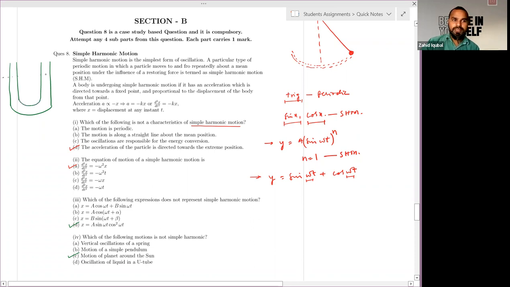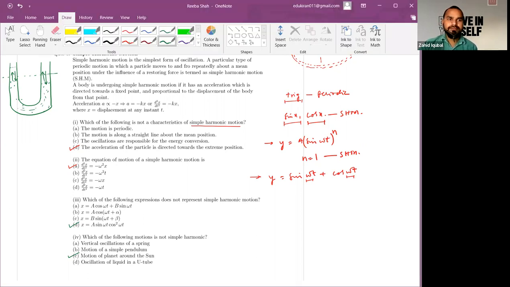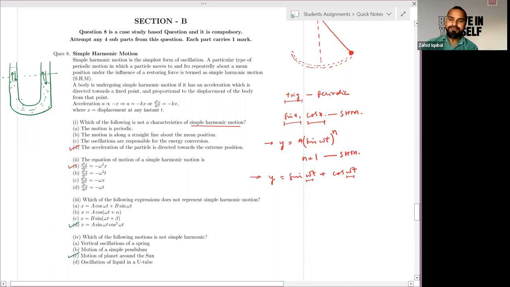And initially, liquid is filled up to this point. So if you compress liquid along this direction, it will rise up along this direction. It will start oscillating up and down, up and down, like this. So it will be SHM. Is it clear?